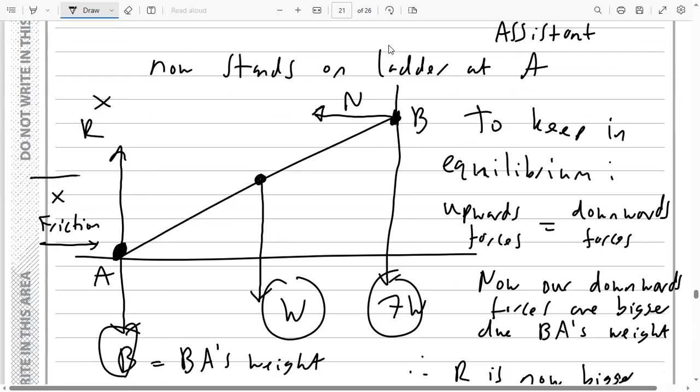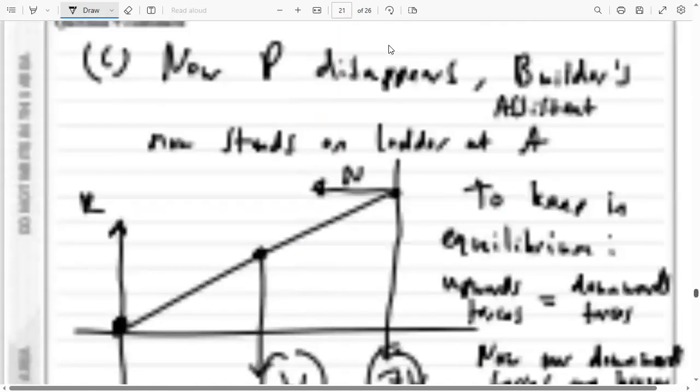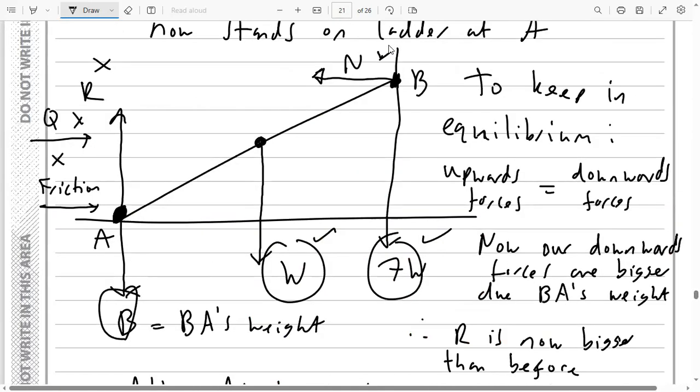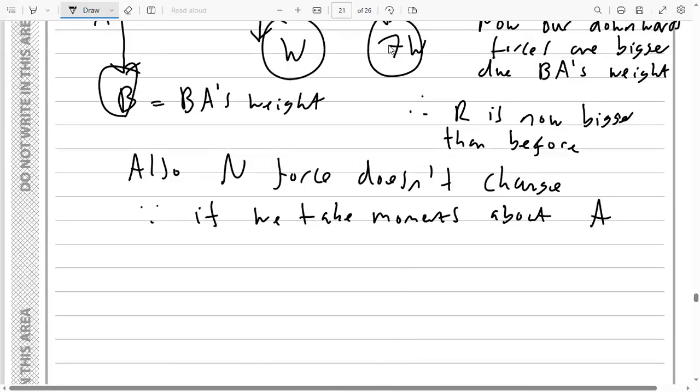There could also be another force as well, maybe another assistant pushing a force Q there, but we forget about all these forces and we just focus on this force and this force. That's exactly the same calculation as we did in part A, isn't it? Regardless of what new forces are happening at A, if we take moments about A, nothing's changed up here on the diagram. So the N doesn't change.